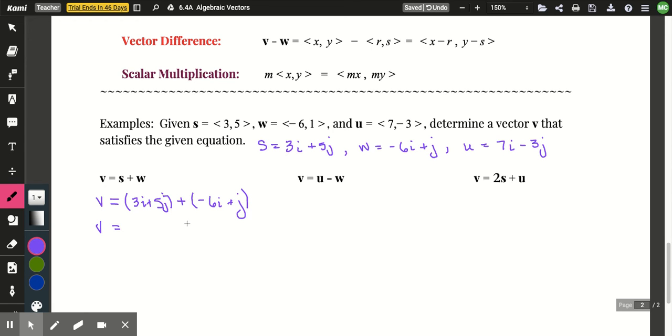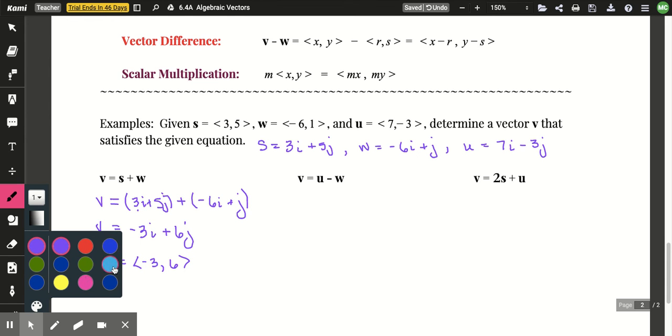You could ignore them and then just combine your like terms. So 3i plus negative 6i would be negative 3i. And then 5j plus j would be positive 6j, so plus 6j. So this new vector would be negative 3i plus 6j. If you did happen to need it in component form, getting it from this form back to component form, of course, is very easy. So I could say, well, that would just be negative 3, 6. That's my vector v.